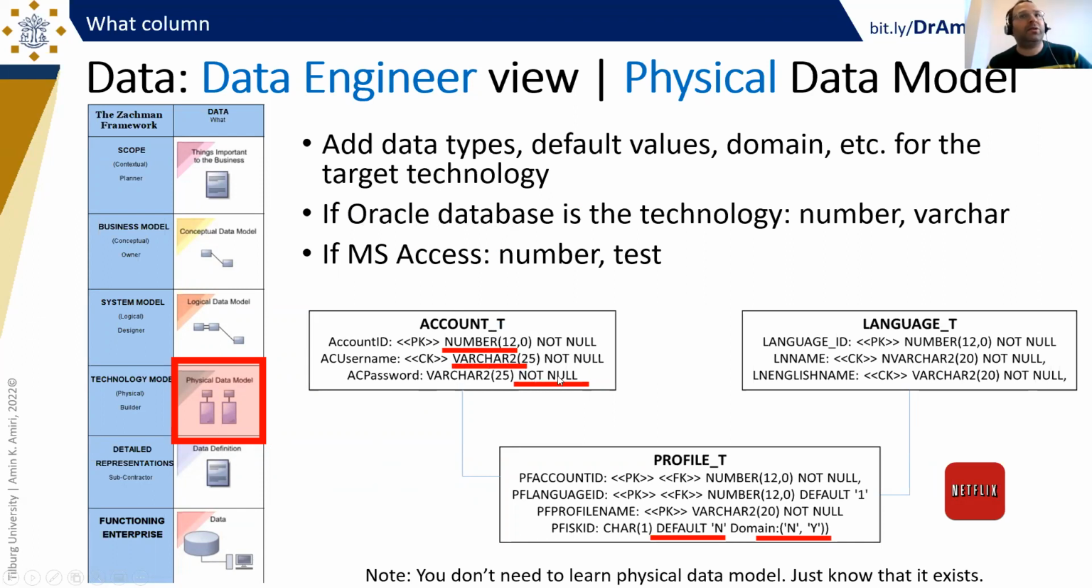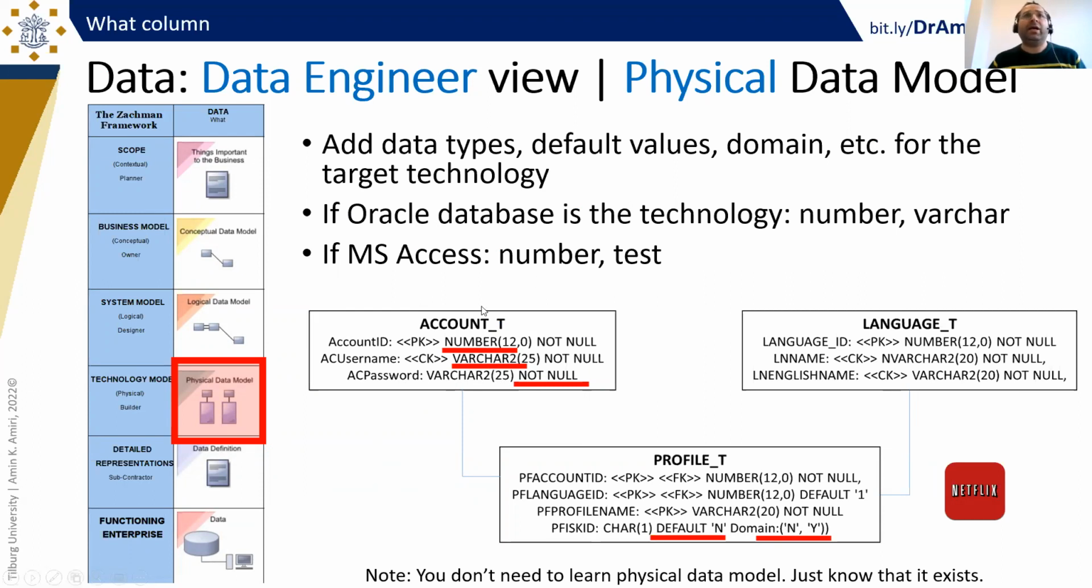Or password cannot be null. Or here it says that for iskit, the domain is N or Y. That means that the database user can only add N or Y. It cannot write down yes or no. And the default is N. If you don't enter a value, it would be N, which means it's not a key.